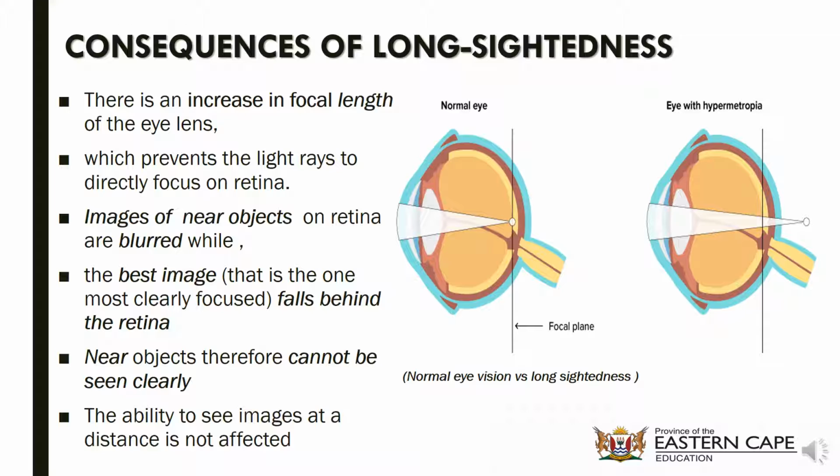And because it has formed behind the retina, it means that all the images that are near are going to appear very blurry. They're going to be blurred. So you cannot see any near objects. There's no problem with looking at those objects at a distance because they'll probably cover the required amount of focal length. But any object that is close by will be formed behind the retina and it will appear blurry.